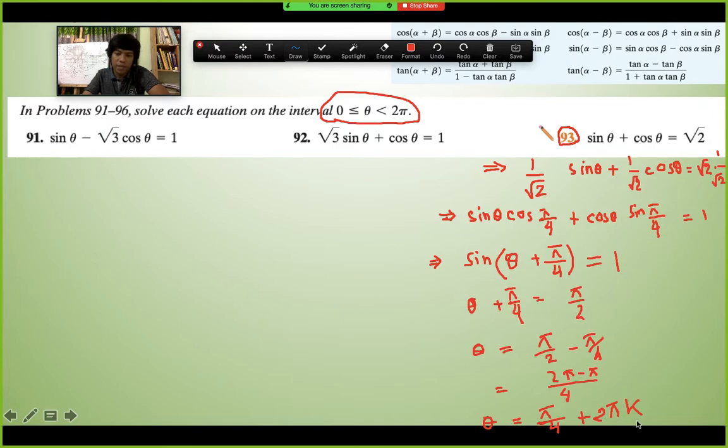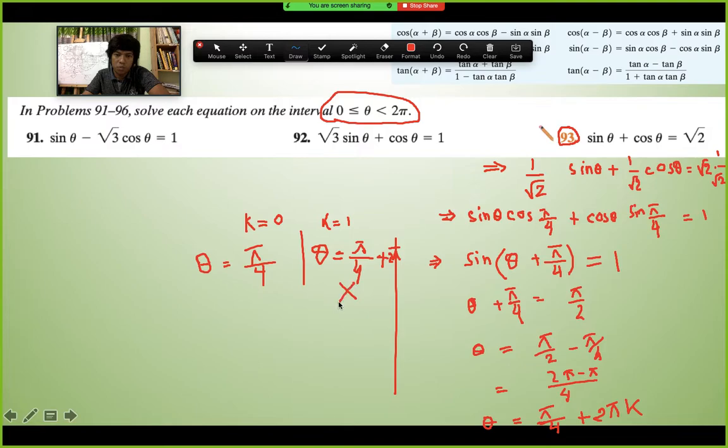In other words, if k equals 0, then you have theta equals pi by 4. And if k equals 1, suppose you want to show, then theta equals pi by 4 plus 2 pi, and this is not acceptable because it is more than 2 pi. 2 pi plus something means it is more than 2 pi. That's why the solution of this math is just only pi by 4.